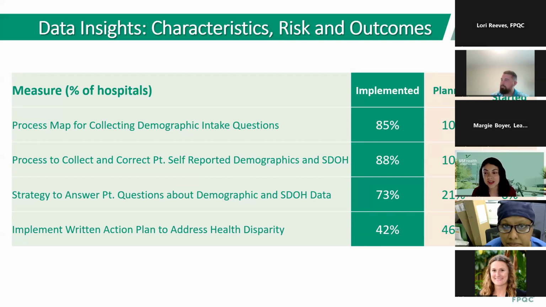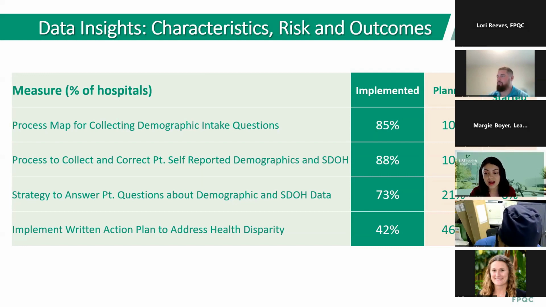You can see here, we are collecting 4 key measures for those things. We have about 85% of our hospitals already with an implemented process to map and collect demographic intake questions, which is great. 88% of our hospitals have a process to collect and correct patient self-reported demographics and SDOH data, which is also fantastic because we have found in many places, race, ethnicity especially may be recorded as one thing, and at some point you realize that's a mistake, so you need to have a process to correct that.